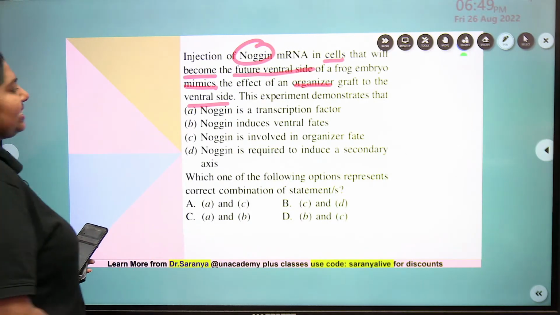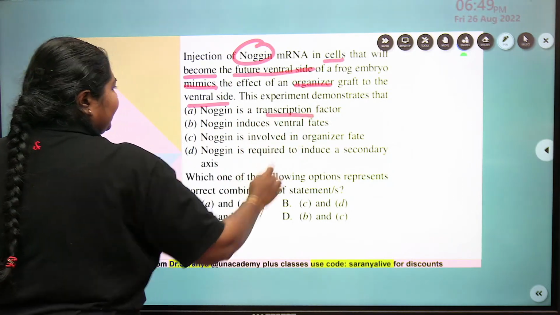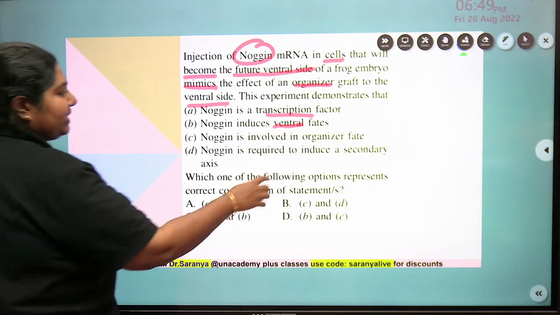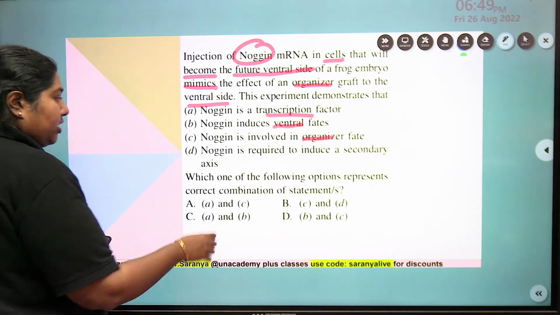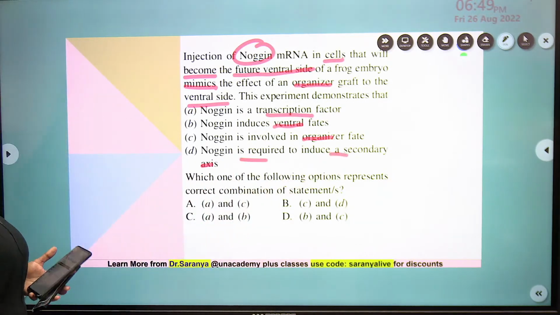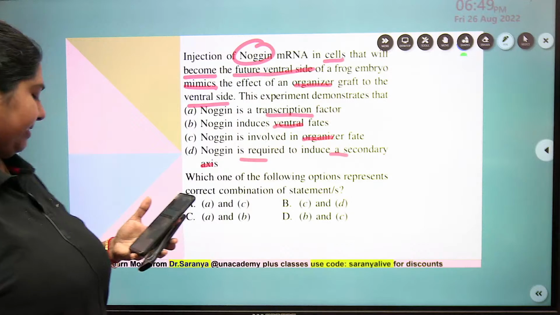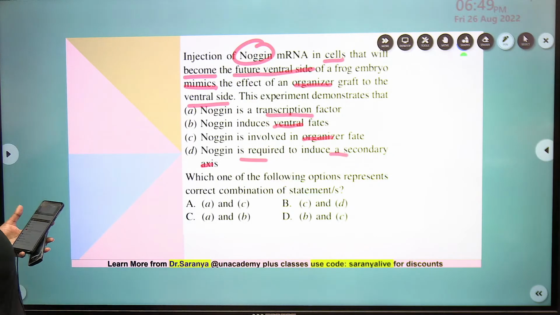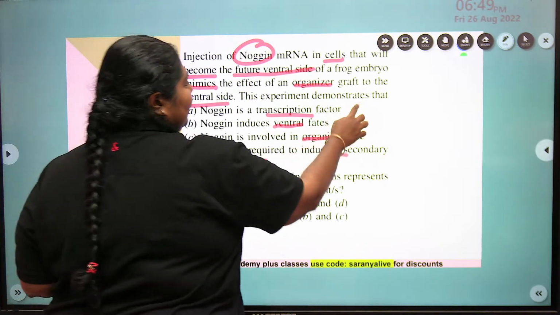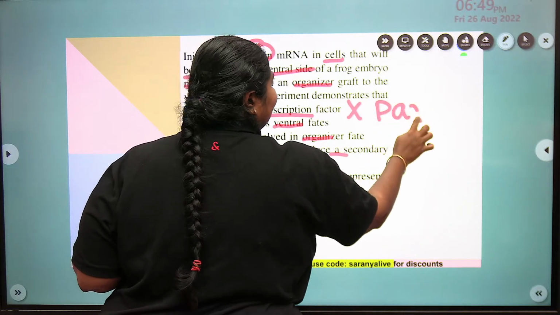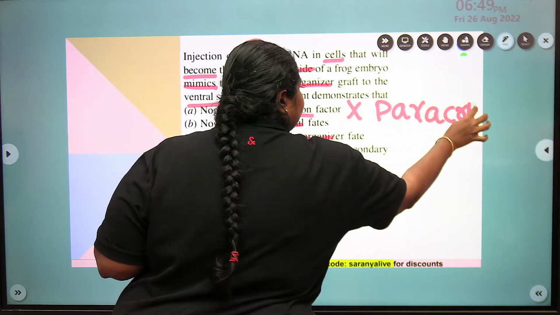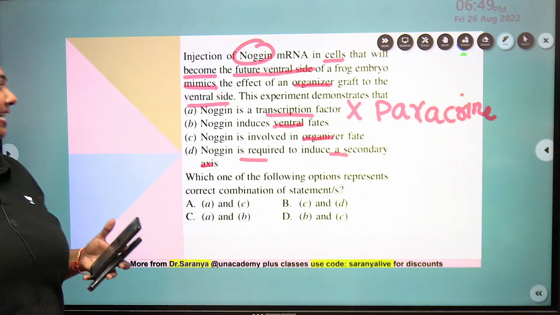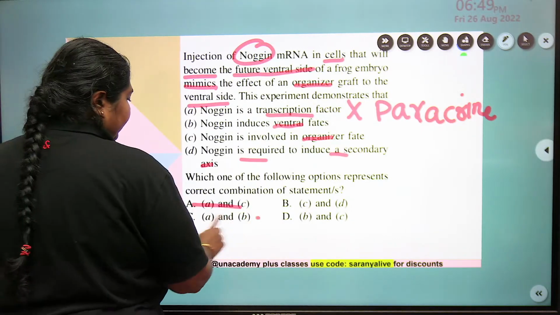So, what this experiment is actually telling you about? Okay. So, it says that noggin is a transcription factor. Noggin induces ventral fate. Noggin is involved in the organizer fate. Noggin is required to induce a secondary axis. So, which of the following statements is going to be correct? Yes, Tasneen. Noggin is not at all a transcription factor. It is a paracrine factor. Okay, you studied juxtacrine, paracrine. So, this is a paracrine factor. So, definitely A is not the answer.